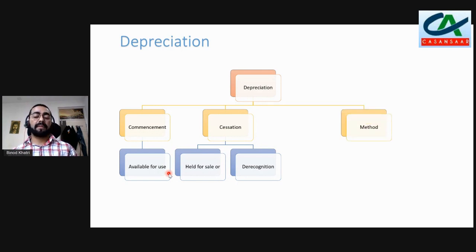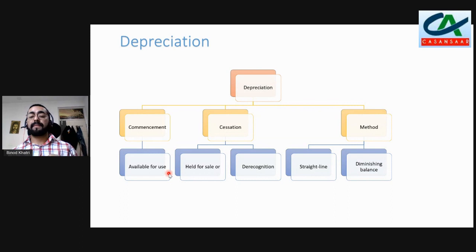Now let's see methods for depreciation. Straight line means simple method. The same depreciation will be charged over the life of the asset. Straight line, we also call SLM. And then diminishing balance, we also call WDB.